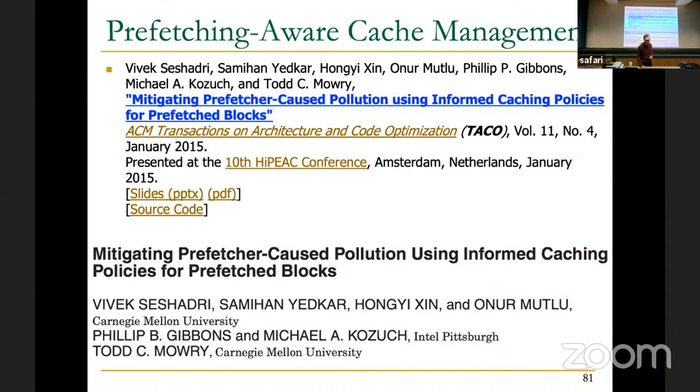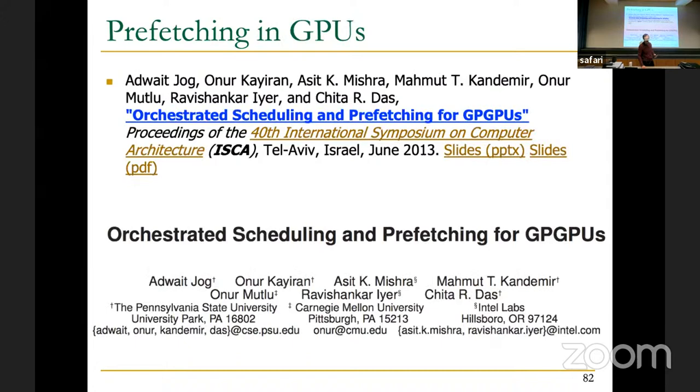Okay, so there's a lot of work on prefetching-aware cache management. This work actually has a nice survey in the related work. If you're interested, I'd recommend looking at it, but I'm not going to talk about it. And then one other thing I'm not going to talk about is prefetching in GPUs. This is actually interesting because GPUs increasingly execute more and more irregular loads. But they also have an interesting scheduling mechanism, hardware thread scheduling mechanisms. You need to really coordinate the thread scheduler with the prefetcher if you really want to get the most out of a GPU. But again, I'm not going to talk about that.